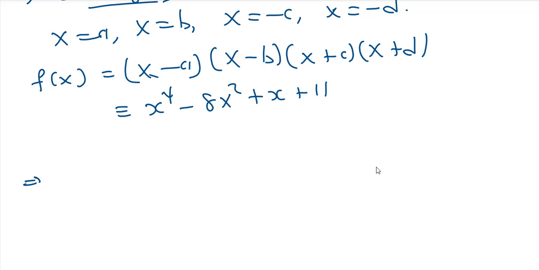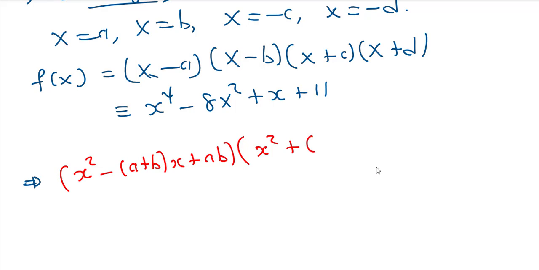So what do we get? Let's expand the first two. The first two give x squared minus bx minus ax, so that will be minus a plus b, all of that x, then plus ab. Then we expand the second, it will give us x squared plus c plus d, all of this x, plus cd. Now this is identical to x to the 4 minus 8x squared plus x plus 11.